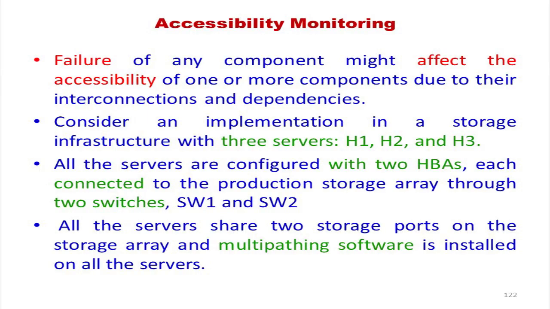Accessibility monitoring: failure of any component might affect the accessibility of one or more components due to their interconnections and dependencies. Consider an implementation in a storage infrastructure with 3 servers, H1, H2 and H3. All the servers are configured with 2 HBAs, each connected to the production storage array through 2 switches, SW1 and SW2. All the servers use 2 storage ports on the storage array and multipath software is installed on all the servers.